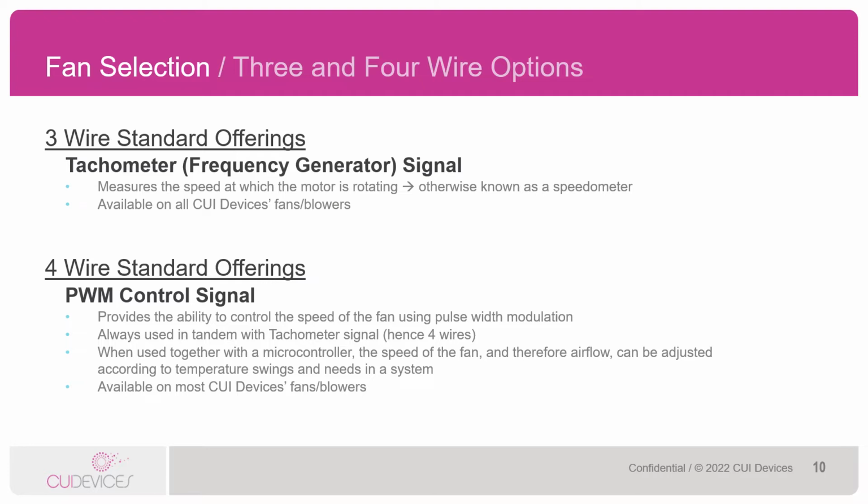When four-wire fans are used together with a microcontroller, the speed of the fan, and therefore the airflow as well as the noise level, can be adjusted according to temperature swings and needs in an electronic system. 4-wire configurations are available on the vast majority of CUI Devices fans and blowers.